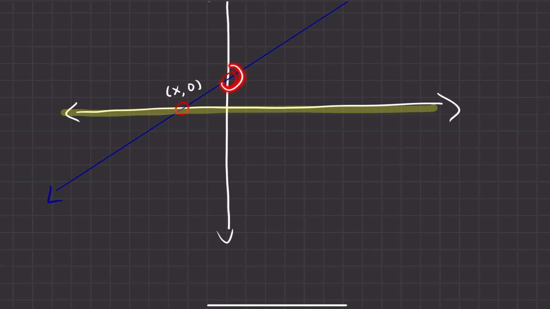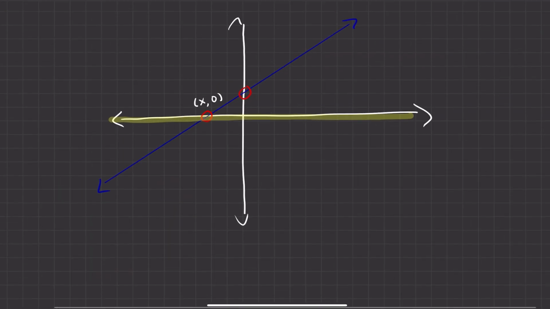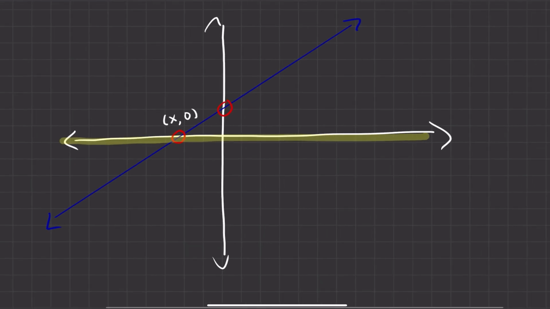And then over here, we see that the line crosses the y-axis, and it's in the form 0, comma, y, right? Because this is some sort of x value, and of course the y value for this particular point is 0. And then here, we can see that this point contains a y value with x being 0. This right here, where the line crosses the x-axis, is what we call the x-intercept. And then over here, where the line crosses the y-axis, we call that the y-intercept.